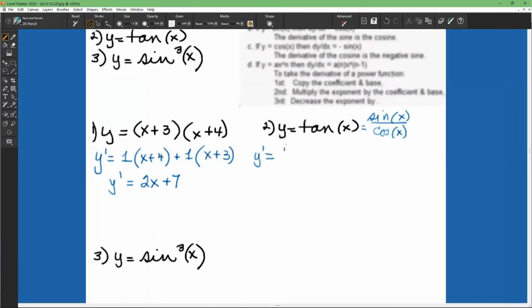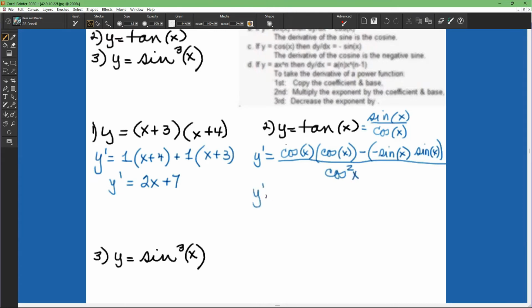The derivative of the first times the second minus the derivative of the second times the first, all over the second squared.